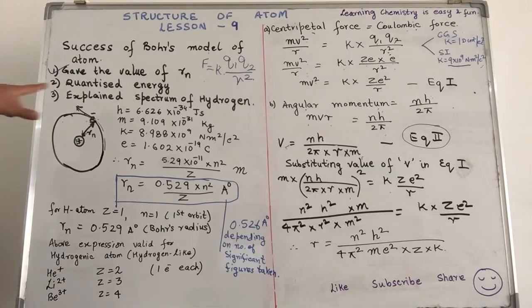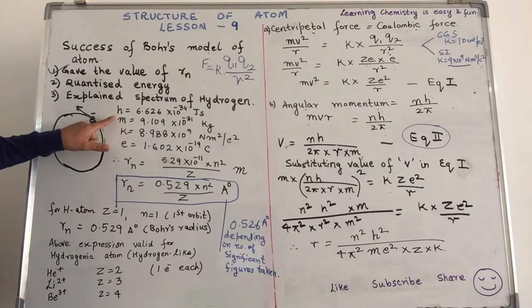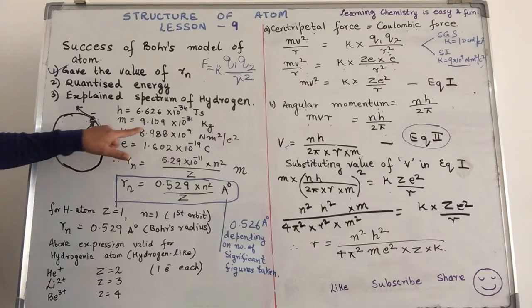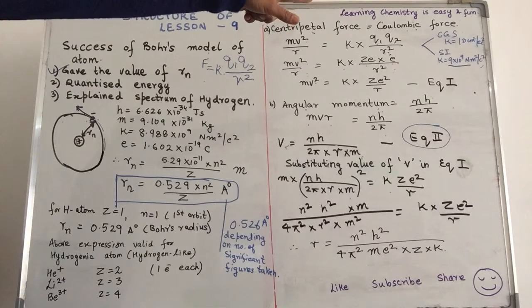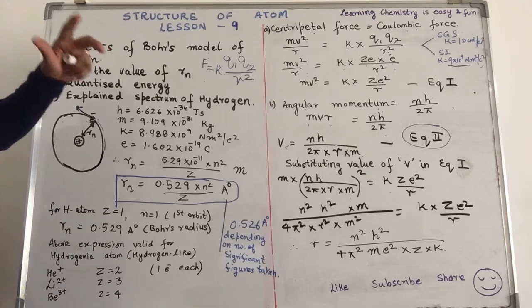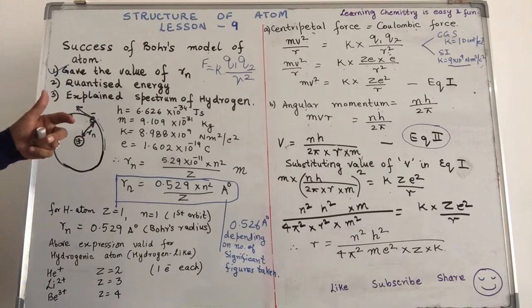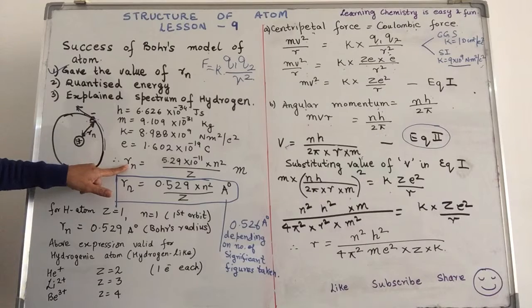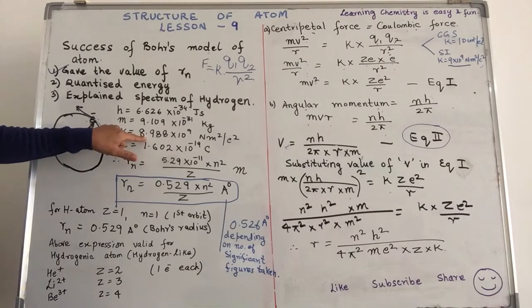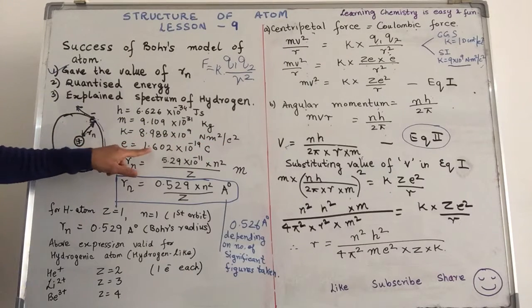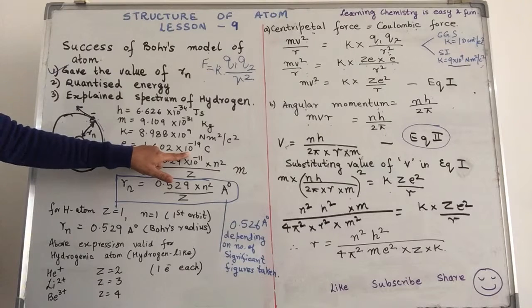If you see here, I've put the values: h, Planck's constant, mass of the electron, the constant 8.988 into 10 to the power 9. Now if you notice, this differs from the value that I have put on the right side of the board, 9 into 10 to the power 9. Now 9 into 10 to the power 9 is taken as an approximation depending upon the level of scientific work that we need to do. Because I want to find out the value of Rn specifically, I've taken the exact value up to 3 decimal places. So 8.988 into 10 to the power 9 Newton meter square per Coulomb square. Charge of the electron 1.602 into 10 to the power minus 19 coulombs.